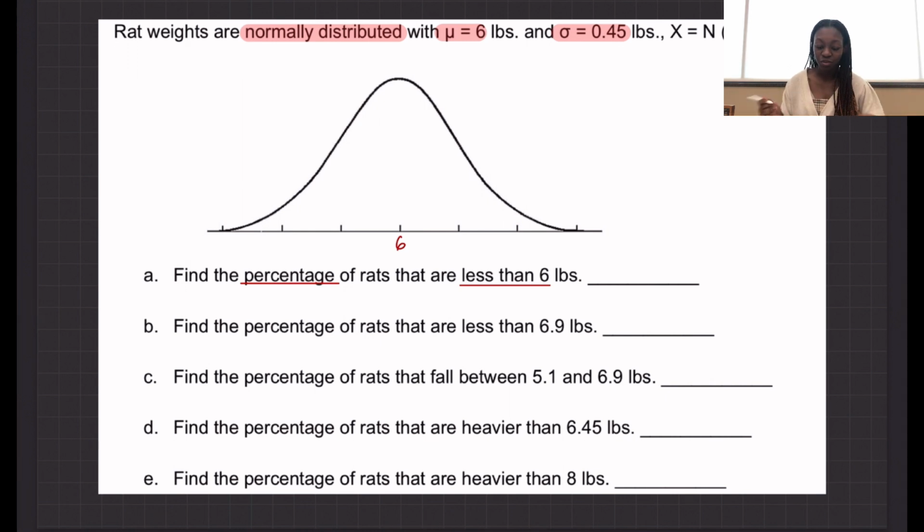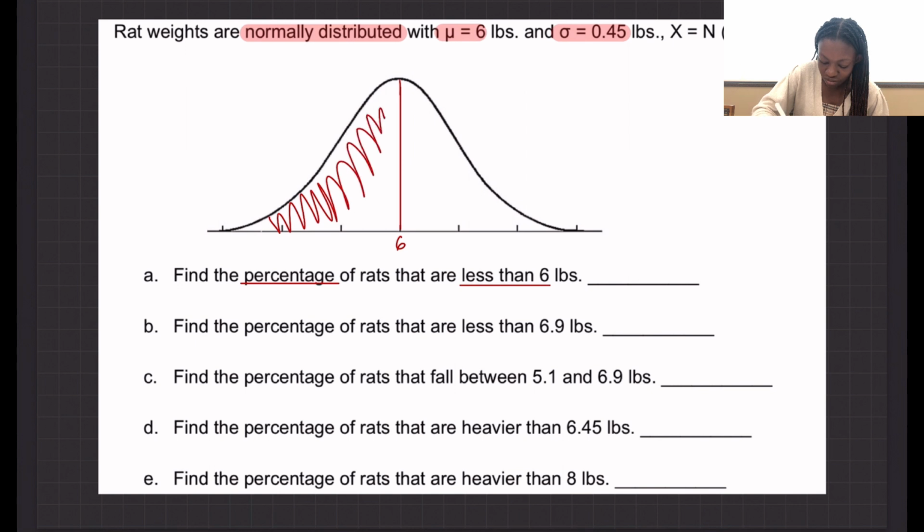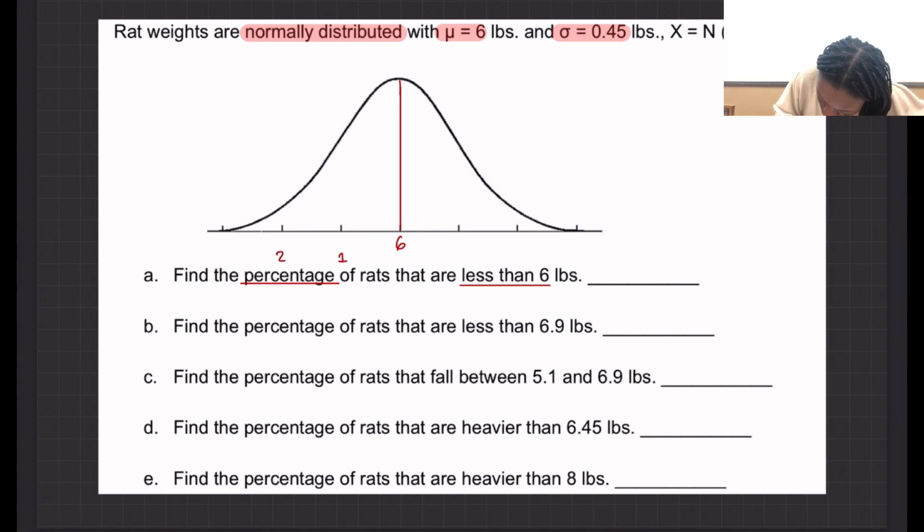The only places where we subtract are on this side of the normal bell curve. These are all the places where we subtract. So we're looking for our -1, -2, -3 standard deviations. So get your calculator out because that's going to help you with the calculations. So let's get started. So 6 minus 0.45 will get us to the first deviation.